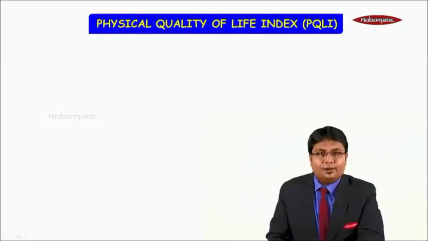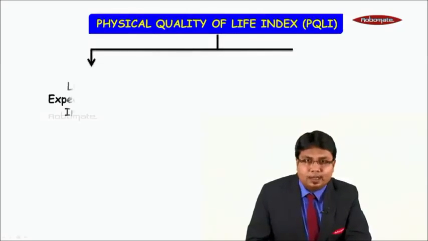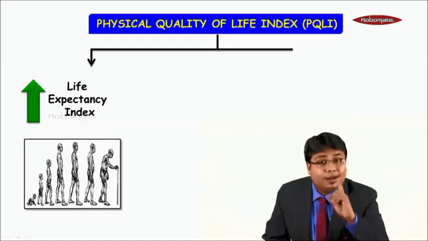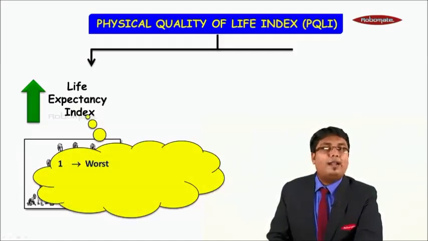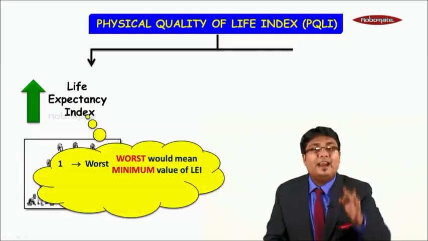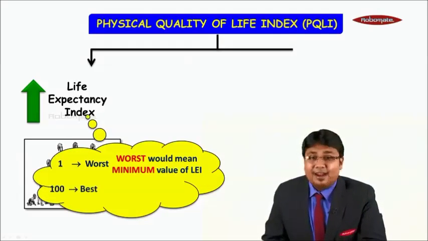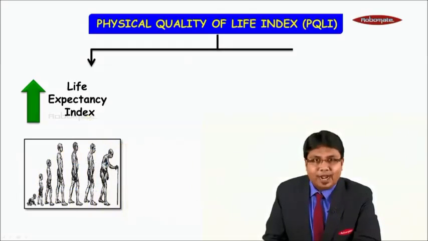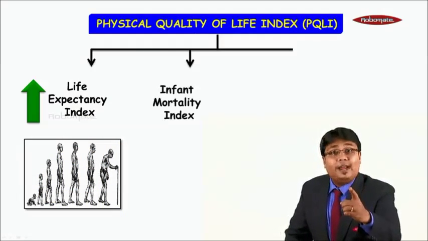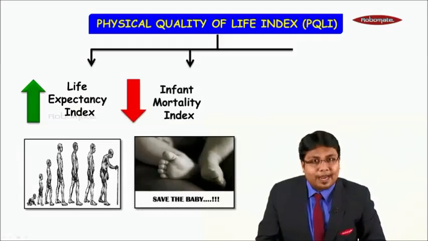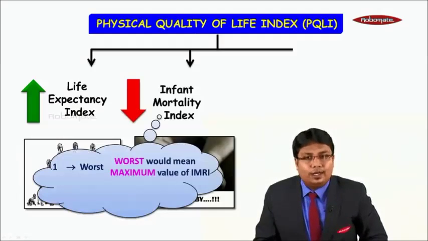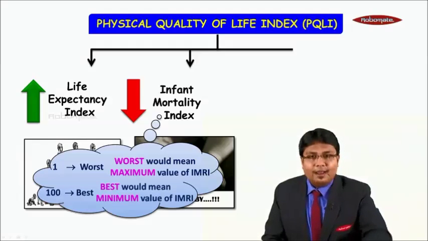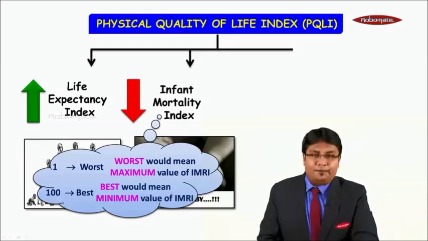So, to conclude, the physical quality of life index is divided into three indicators. Number one, come on students, it is the life expectancy index, which should increase. Remember, it should increase. And you know what? If the value is 1, it is the worst performance. Worst will mean the minimum value of life expectancy. And 100, which is best, will mean the maximum value of life expectancy. Second one, which was my infant mortality rate, should fall. And again, if it is 1, that is worst. Worst would mean the maximum value of infant mortality, and best would mean the minimum value of infant mortality.